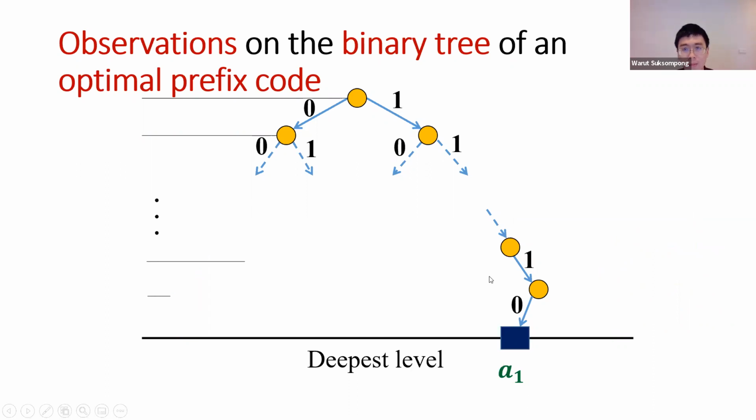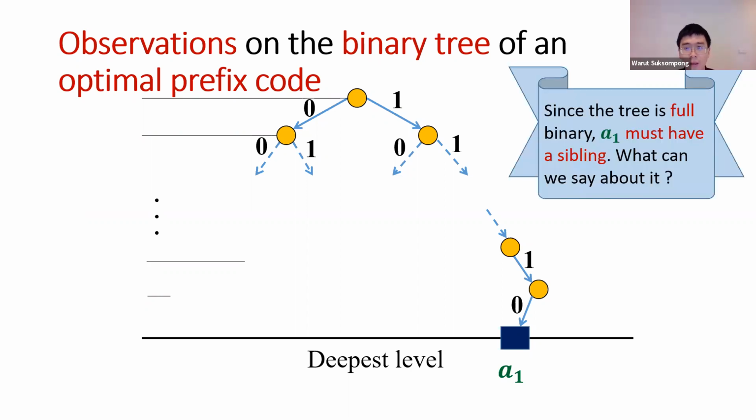And if you swap them, that's great. Now you know that A1 is at the deepest level. So that means there's an optimal binary tree such that your least frequent letter, A1, is at the deepest level. This is information that you gain from the greedy approach, from the greedy algorithm.